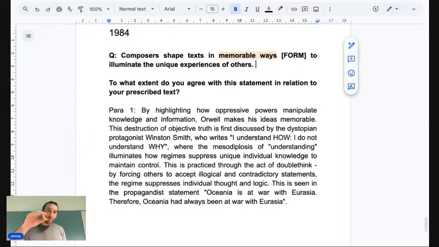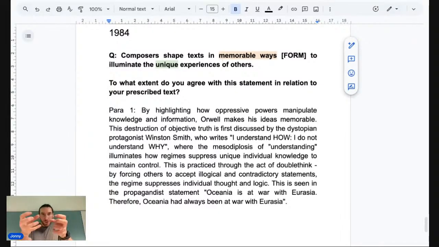So show off that knowledge of form through memorable ways. It's a memorable dystopian. There's this memorable satire that occurs in this way. So that's memorable. And then how does that illuminate the unique experiences of others? I'll highlight "unique." What's the unique experience? I try not to highlight "experiences" all the time with these human experiences prompts, because then you end up trying to say "unique experiences" as a whole phrase every time, and that makes it harder to expand.